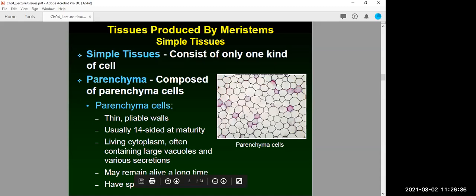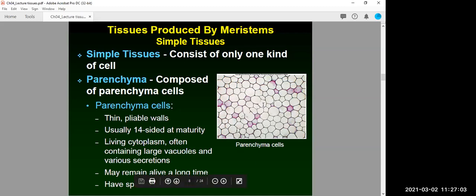Okay, so first let's look at the simple tissues. And as you can see with the parenchyma cells, they really do look kind of like bubbles. To me, I feel like the cell wall made out of cellulose, because it's so clear and crinkly, it actually kind of looks like cellophane to me. So the walls are thin and flexible, and these are going to be living at maturity.